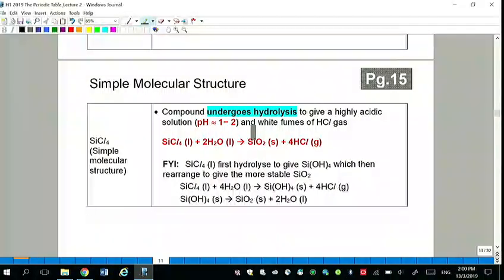So take note, the equation you need to know: the state for silicon chloride is liquid. Then silicon dioxide is in solid state. You will form gaseous HCl. Equation you need to know, pH 1 to 2, complete hydrolysis. Three things, please take note.